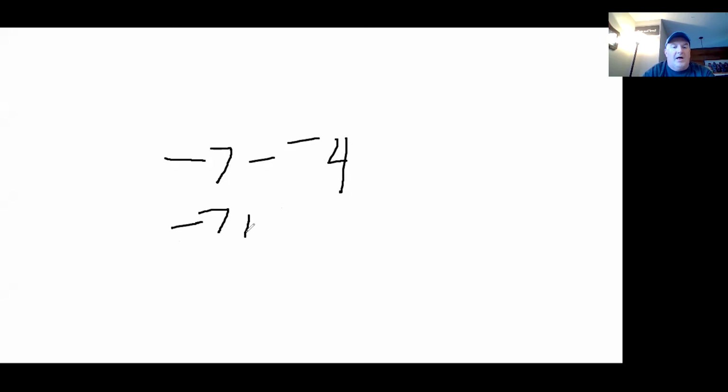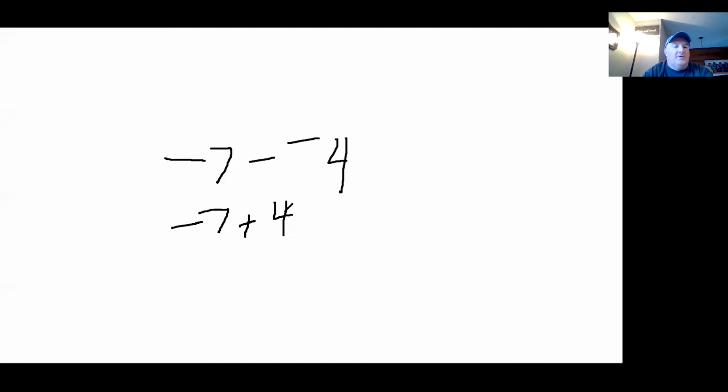Oh, man. So if we have a negative 7 minus a negative 4, okay? We have negative 7 minus a negative 4. So that becomes negative 7 plus 4. All right. Now we have to figure out which one's dominant.